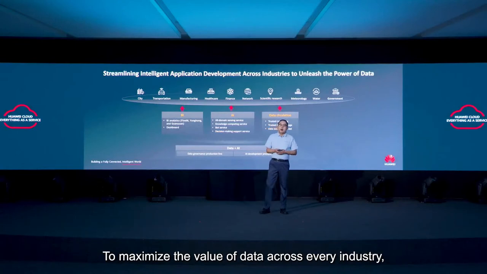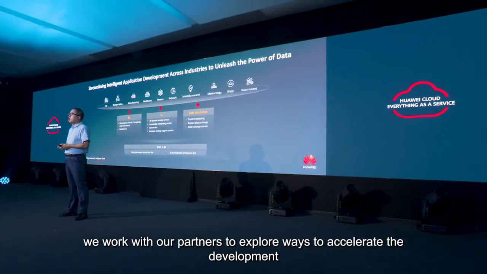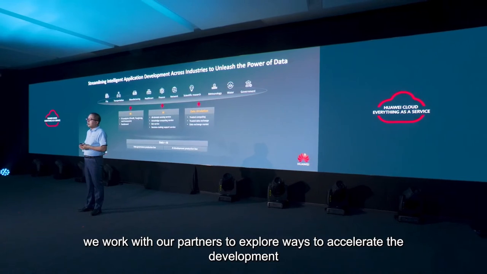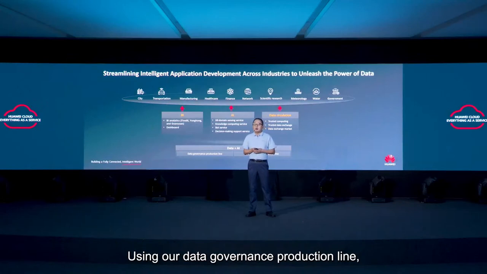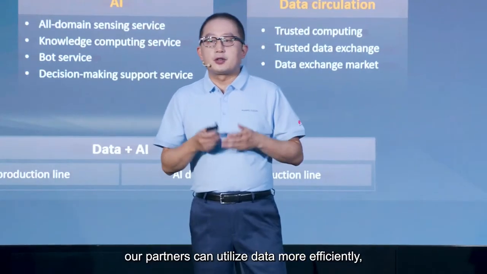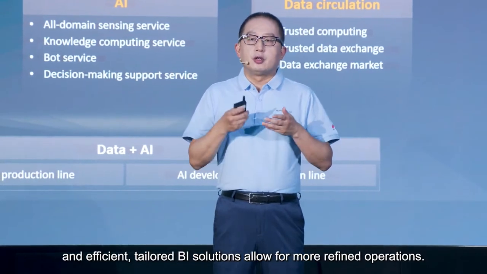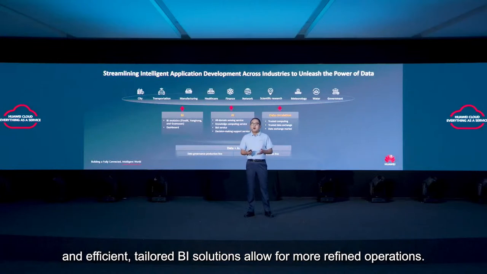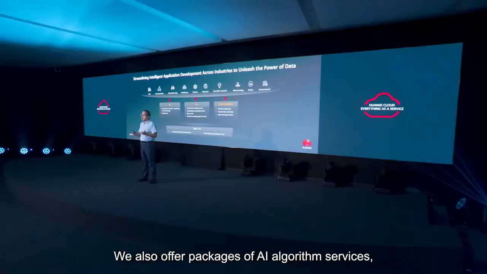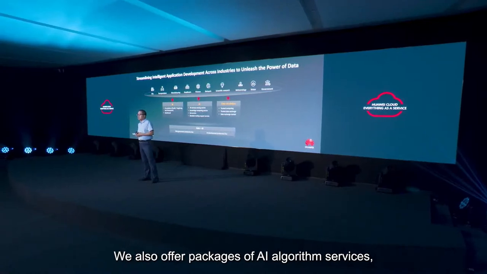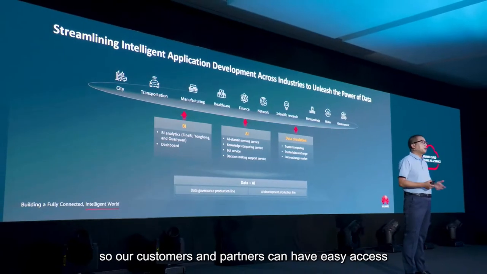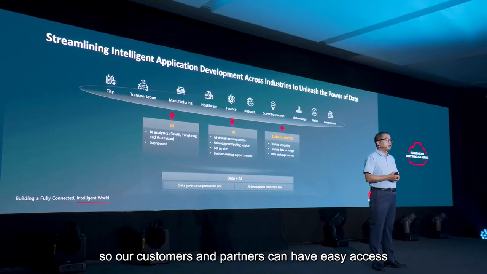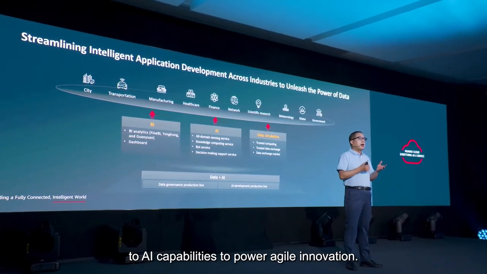To maximize the value of data across every industry, we work with our partners to explore ways to accelerate the development and implementation of intelligent applications. Using our data governance production line, our partners can utilize data more efficiently, and the efficient tailored BI solution allows for more refined operations. We also offer packages of AI algorithm services, such as all-domain sensing and decision-making support, so our customers and partners can easily access AI capabilities to power agile innovation.